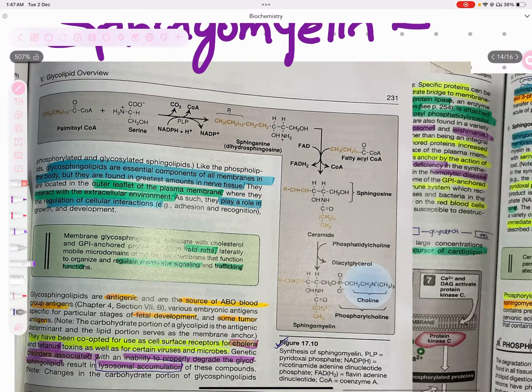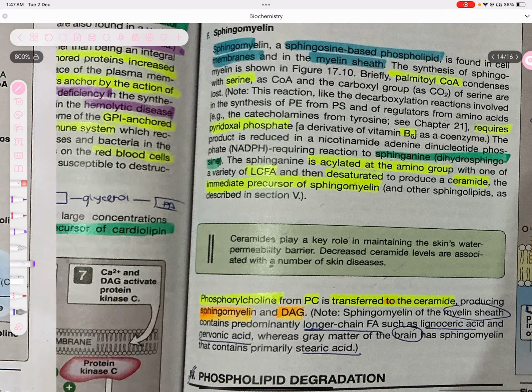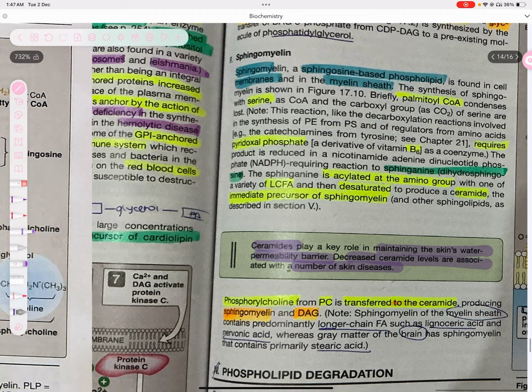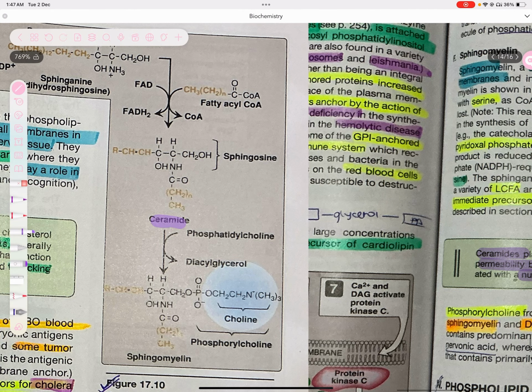phosphorylcholine. Now there is this clinical note that says ceramides play a key role in maintaining the skin's water permeability barrier. Decreased ceramide levels are associated with a number of skin diseases. So due to any reason, if ceramide is low, there'll be a lot of skin diseases.